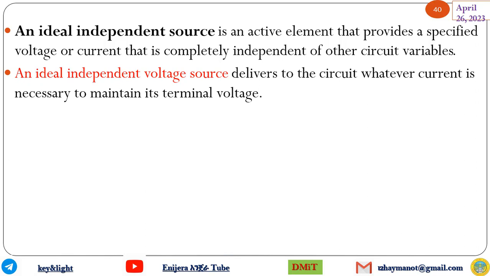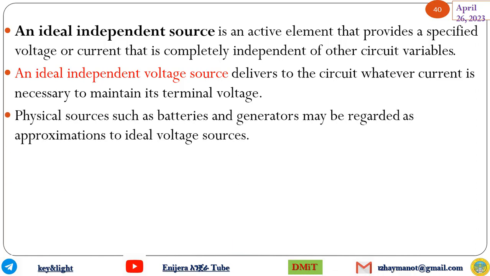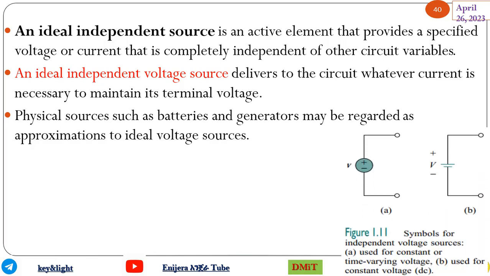So an ideal independent voltage source delivers to the circuit whatever current is necessary to maintain its terminal voltage. Physical sources such as batteries and generators may be regarded as approximations to ideal voltage sources. Ideal voltage sources like a battery in storage we use. Voltage sources can be AC or DC.